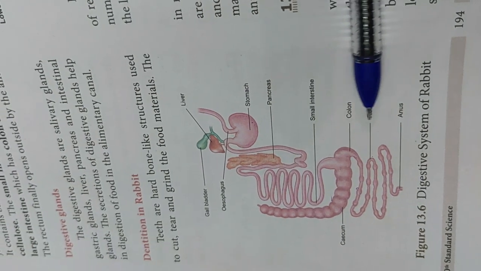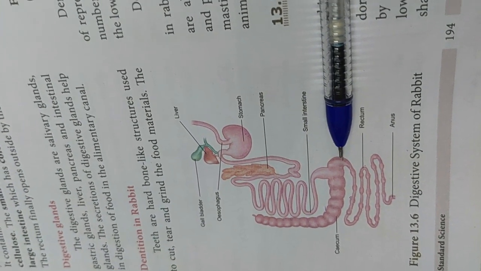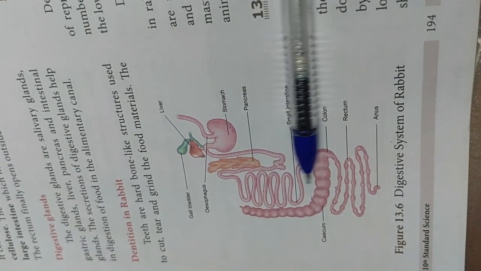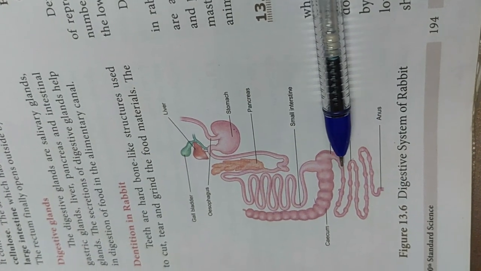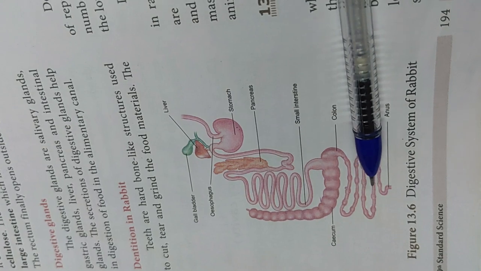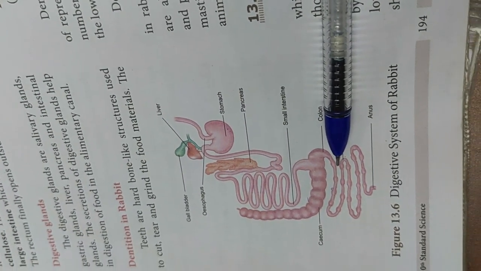Then, it leads to a small portion called the colon. And we know very well that it is a bridge between the small intestine and the large intestine. And this colon and the rectum are the parts of the large intestine. So, what is special about the rectum?